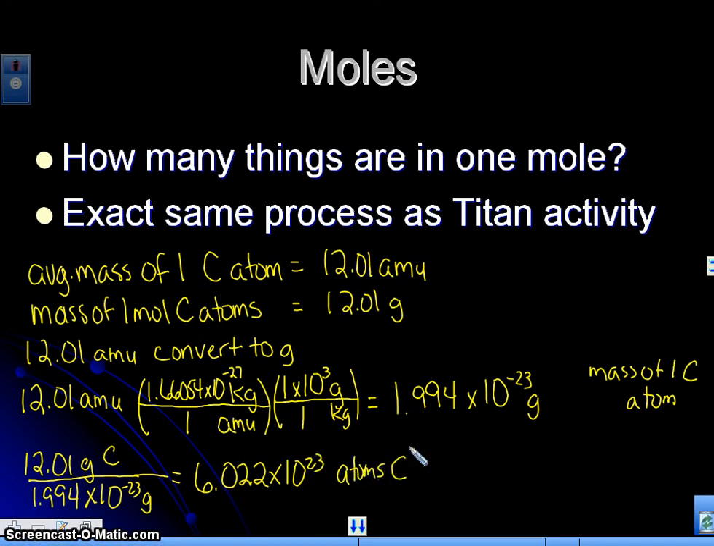And we can actually do this for any element in the periodic table. If you choose any other element, this will work. You could choose silver, gold, platinum, barium, any of those, and you would get the same number of atoms per mole of material. So let's take a look at how we handle that.